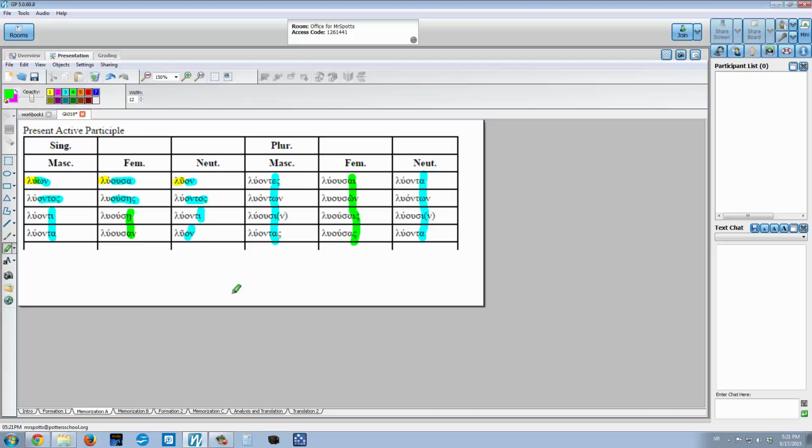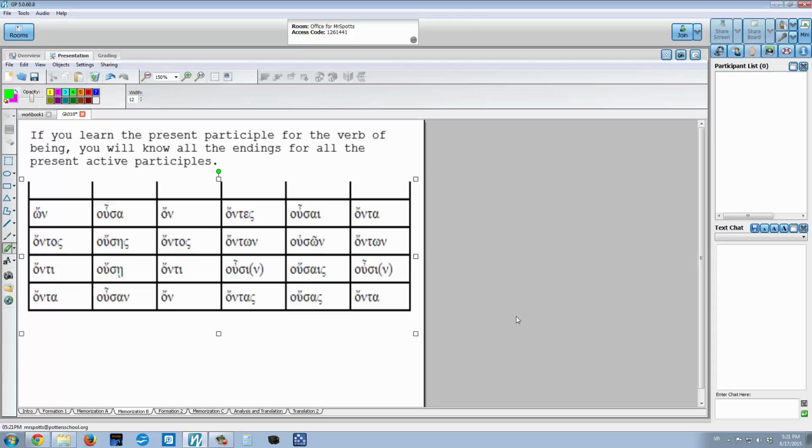So formation is not going to be all that tough as long as you remember the nominative singular and the genitive singular. Again, that nominative and genitive becomes very important, and it will remain very important forever. Might as well try to get used to it. Now, if you ever think you'll have trouble with these present active participles, let's look at the present participle for the verb of being. Why do we look at that? Look at that: -on, -ousa, -on, and then -ontos, -ouses, -ontos. What's going on here?